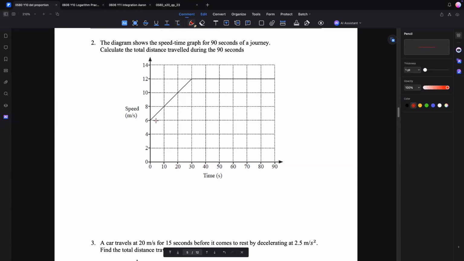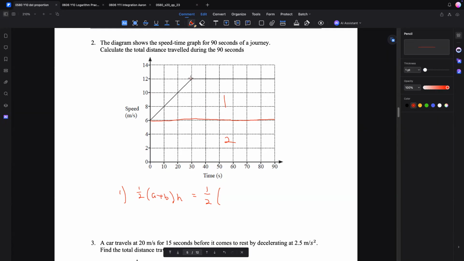Okay. So we split it into two sections. We got the first part, and then we got the second part. All right. So let's do the first part first. What shape is this? A trapezium. What's the formula for a trapezium? Half times A plus B times height. Yes. Okay.